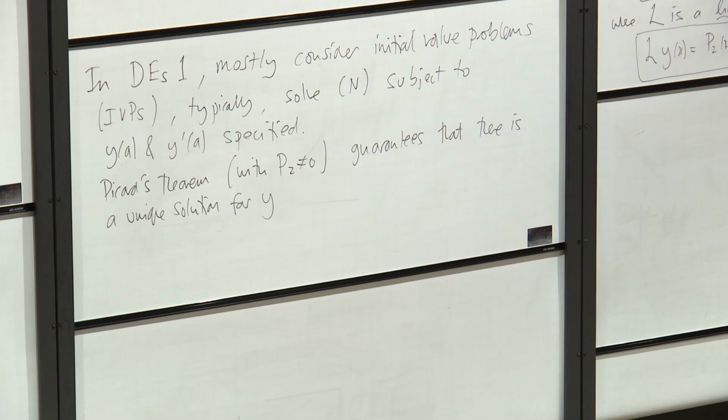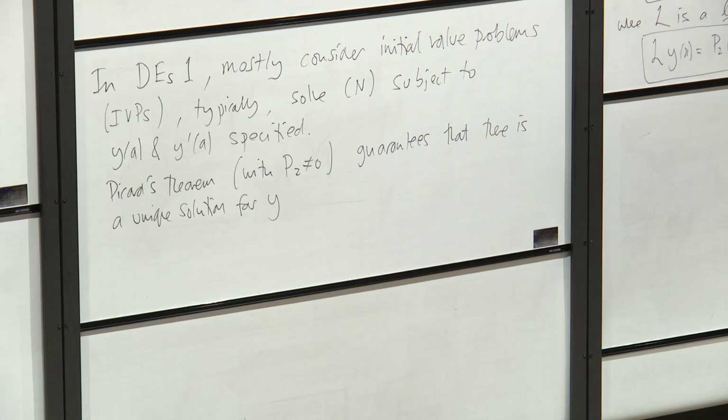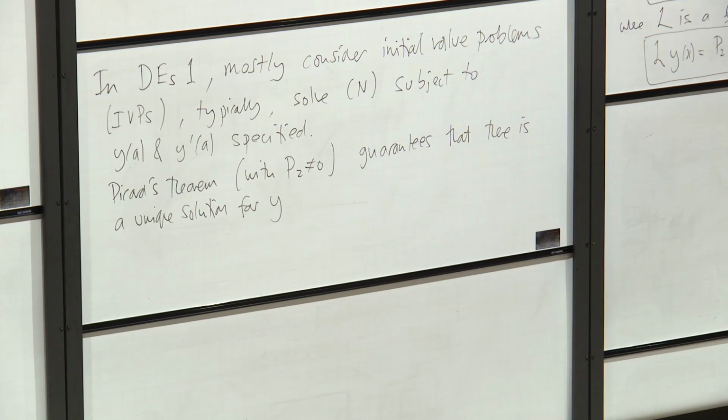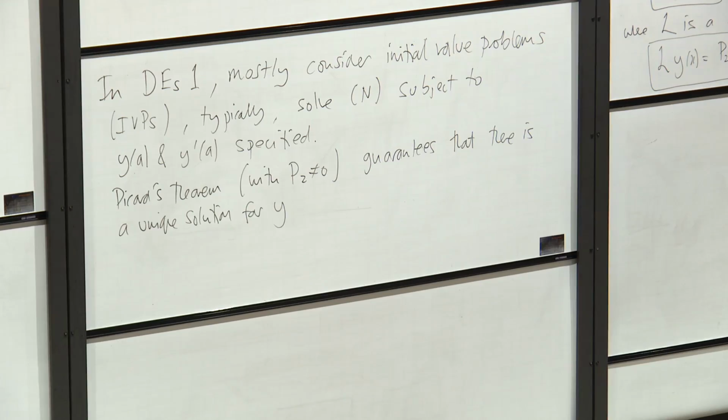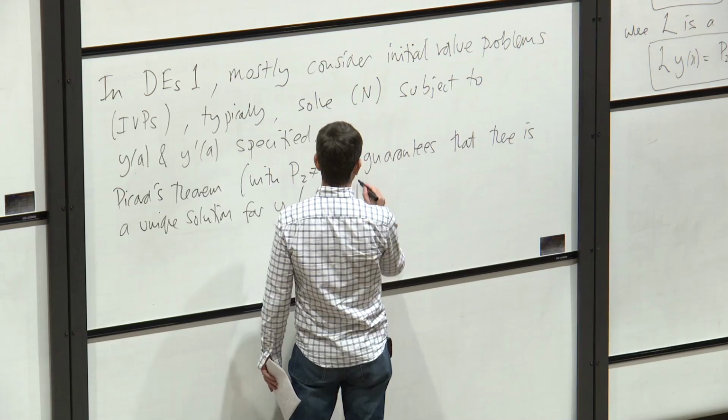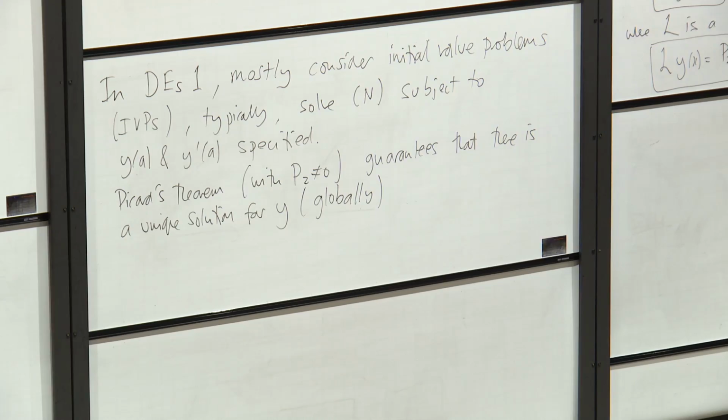Now, Picard's theorem guarantees local existence and uniqueness. And in fact, for linear equations like this, you might remember this from a term ago, it satisfies a global Lipschitz condition, and you can show the solution exists everywhere, again, provided p2 is not 0. So in fact, provided p2 is not 0, the existence and uniqueness are global. But for boundary value problems, that's not true.